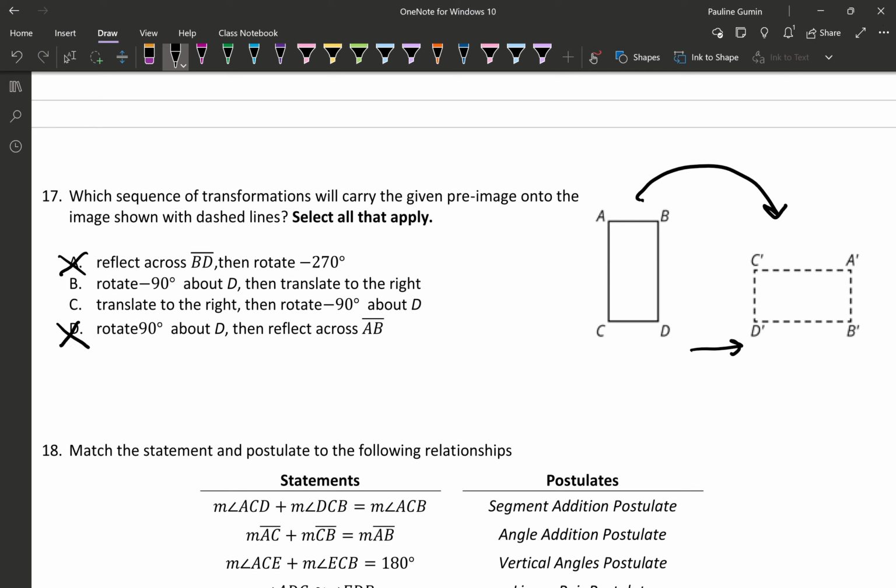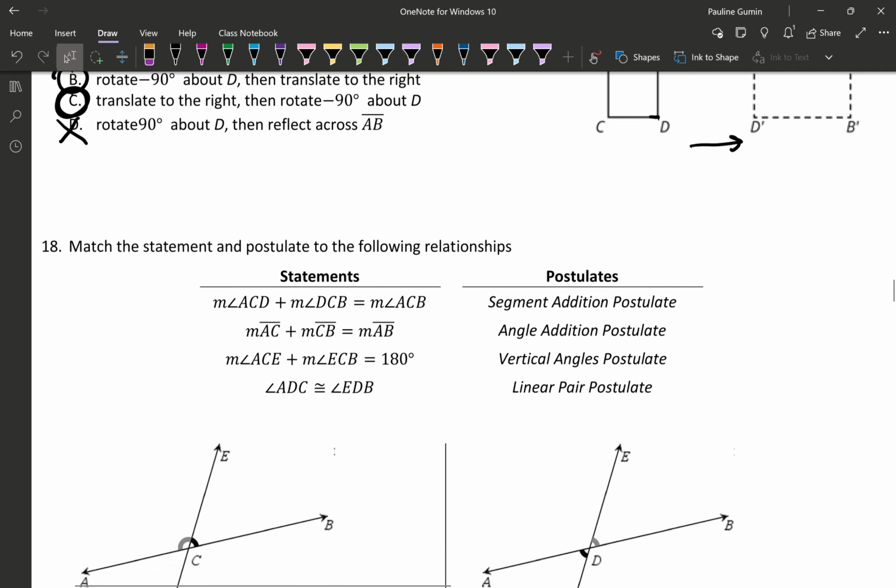Do I have any other reflects? And no to this reflect. All right. Rotate -90, so that's clockwise, about D, then translate to the right. That works. This one says translate to the right and then rotate. That also works. So for number 17, B and C both work.